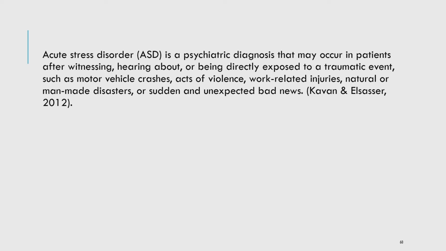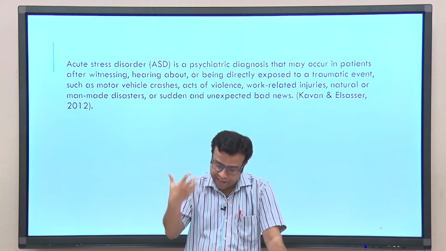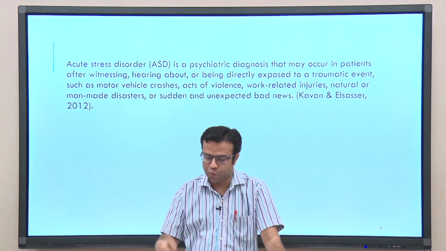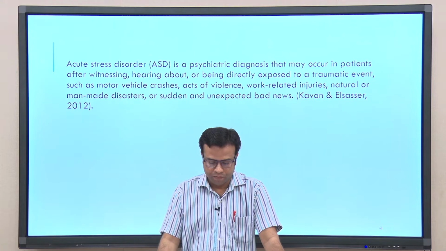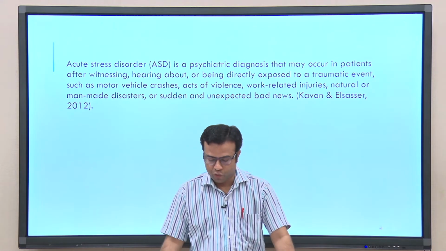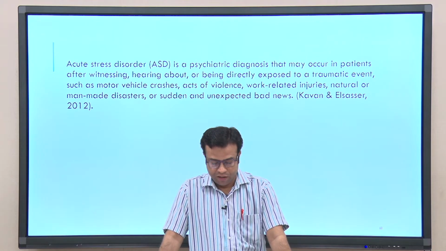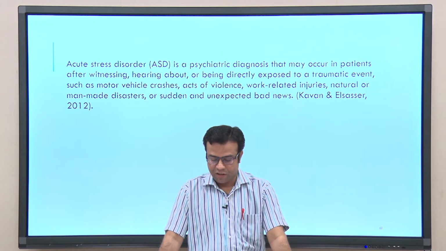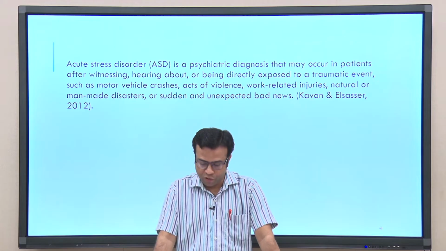Acute stress disorder is generally a psychiatric diagnosis that may occur in patients after witnessing traumatic events, hearing about them, or being directly exposed to a traumatic event. It could be motor vehicle accidents, acts of violence, work related injuries, natural or man made disasters, sudden or unexpected bad news, etc.